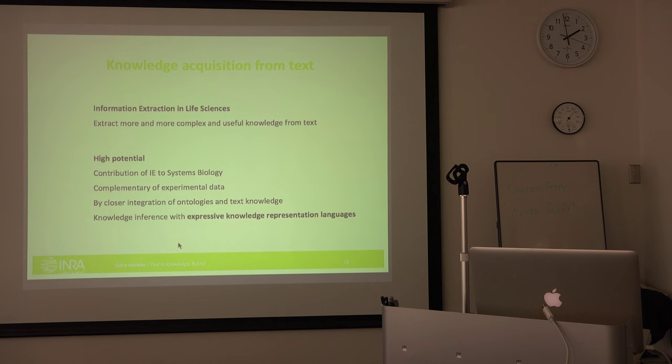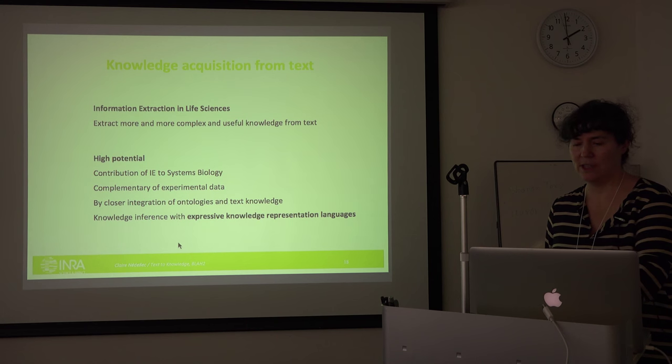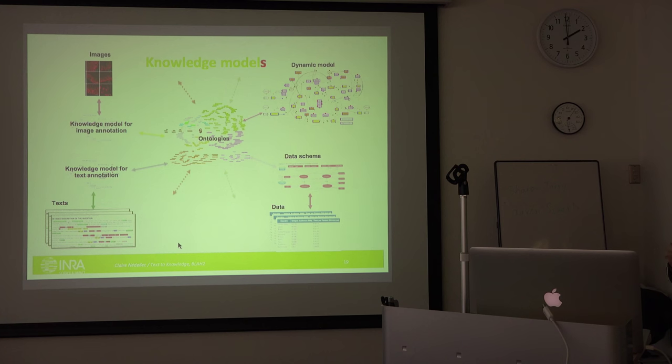Okay, so I hope I have shown you that there is a high potential of information extraction for systems biology, and we already know that from the talk of this morning. They are complementary to experimental data, but by closer integration of the ontology and the knowledge that is extracted from the text, we can gain a lot of new information, but this requires a knowledge representation language. I have shown a lot of these inference rules. Some of them were represented in a logic representation, but it was quite vague when I presented them. So in the rest of the talk, I will say more about the language that we could use to do that.